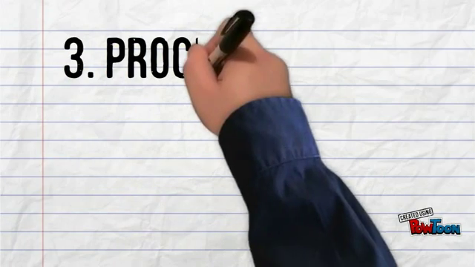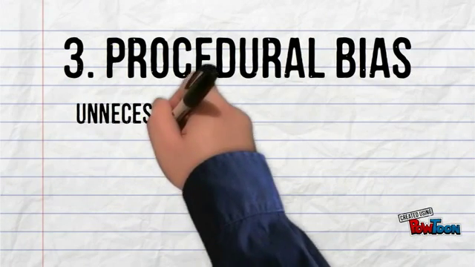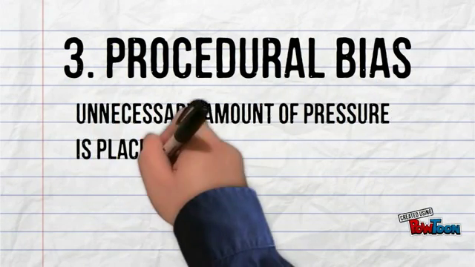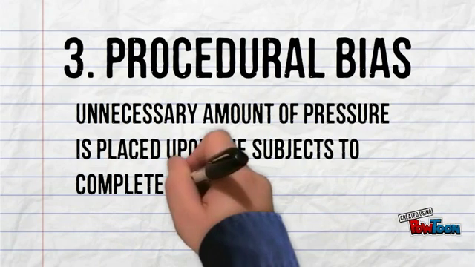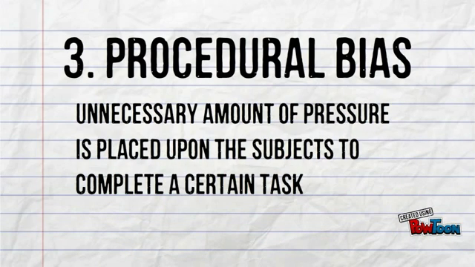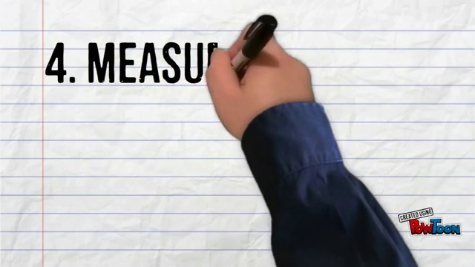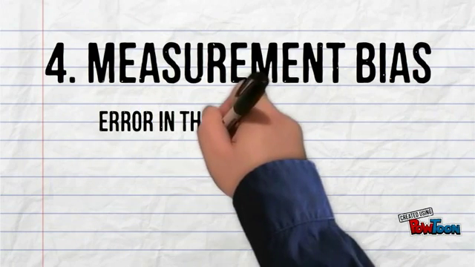The next one is procedural bias. This occurs when an unnecessary amount of pressure is placed upon the subject to complete a certain task. Then there is measurement bias. This is when there is an error in the data collection and measuring.